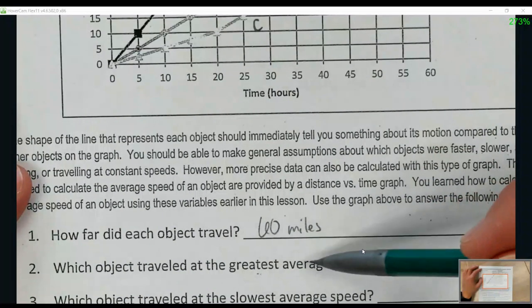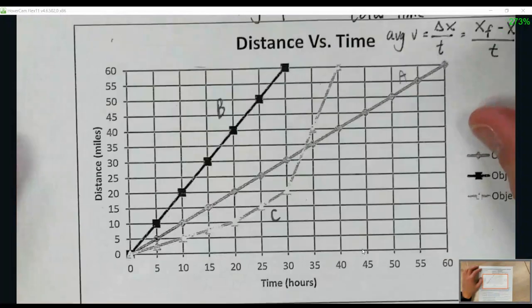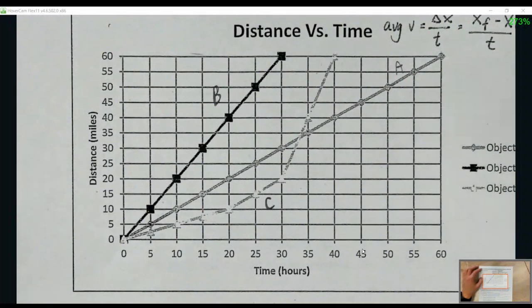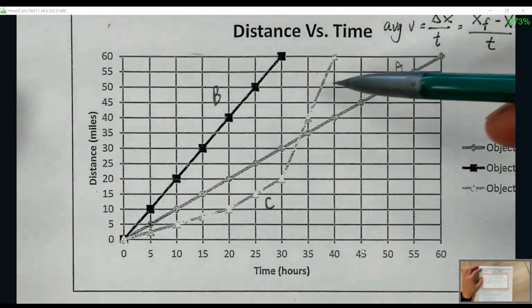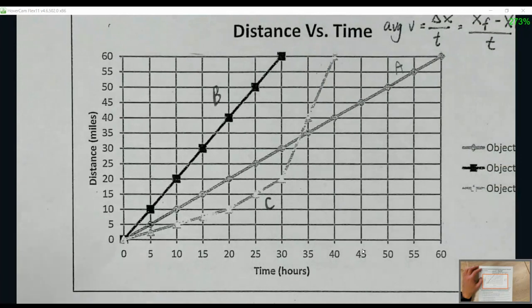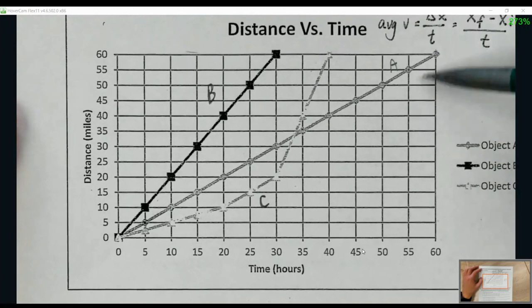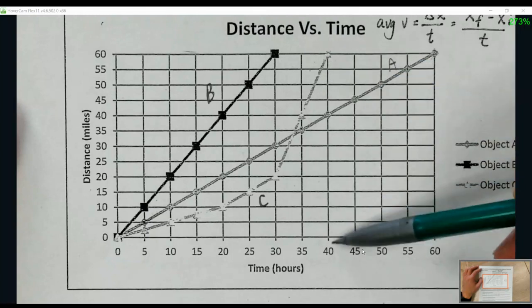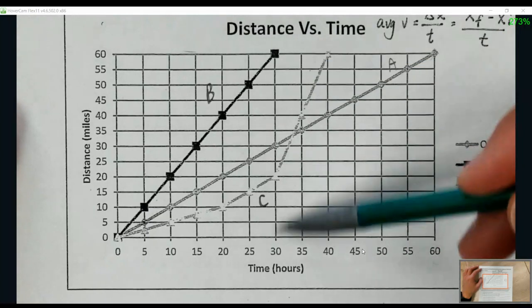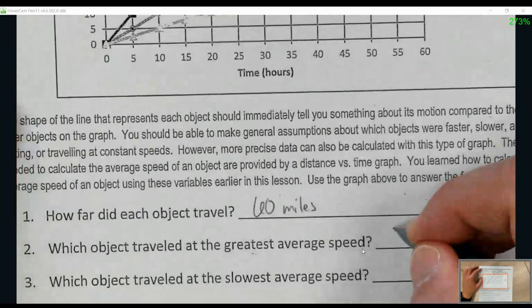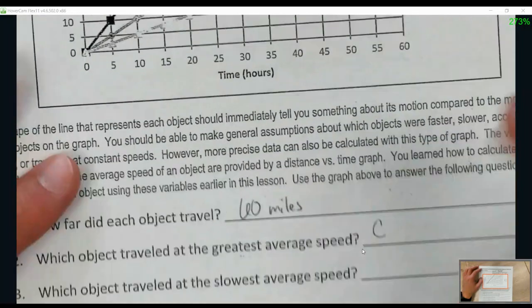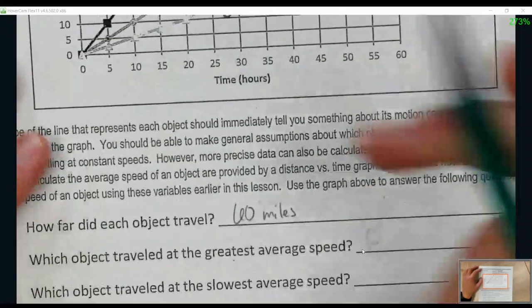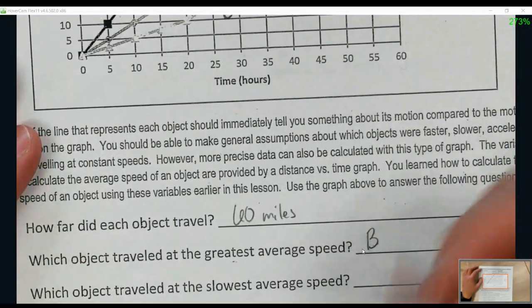Which object had the greatest average speed? Now, they didn't ask us to calculate it. We're supposed to be able to do this by looking at it. Very simply, which letter, A, B, or C, finished in the shortest amount of time? Well, A finished in 60 hours. C finished in 40. B finished in 30. So the fastest speed would be B. The fastest was B because B finished in the shortest amount of time.